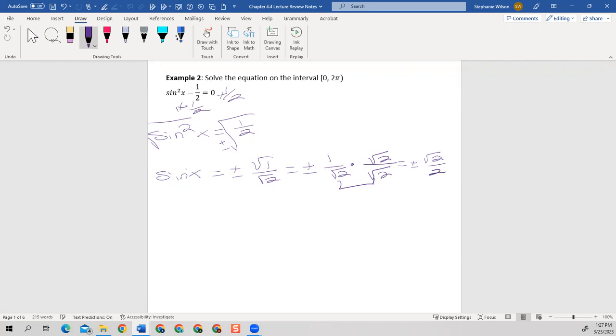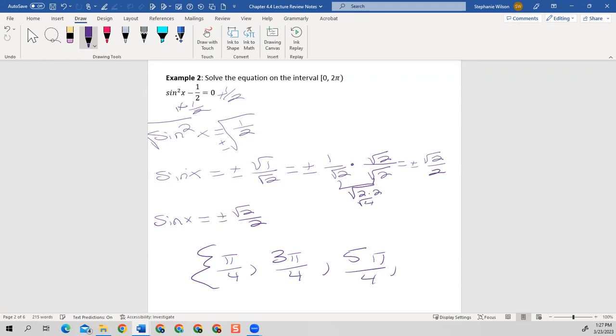Because remember, the roots, it's the same as writing it as 2 times 2 inside there, which is square root of 4, and so on. So now I have sine x is equal to plus or minus square root of 2/2. And we're going to go to the unit circle. And since we have a plus or minus, we know we're looking at all 4 quadrants. And we're going to list everywhere sine is the square root of 2/2. It gives me pi fourths, 3 pi fourths, 5 pi fourths, and 7 pi fourths.